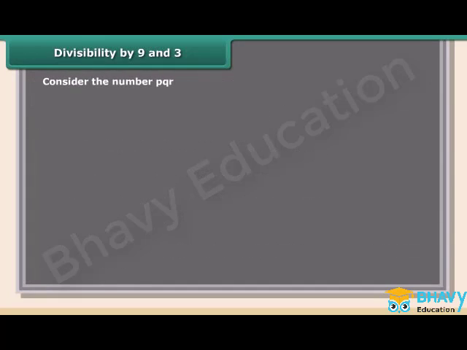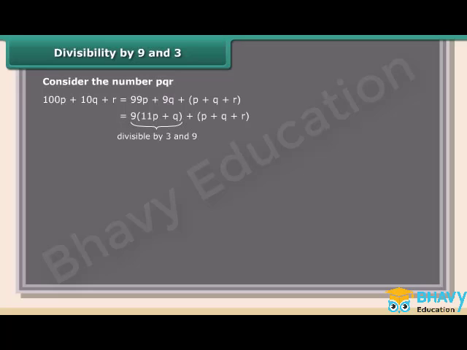Consider the number PQR. 100p plus 10q plus r is equal to 99p plus 9q plus p plus q plus r, which is equal to 9 into 11p plus q, divisible by 3 and 9, plus p plus q plus r. Divisibility by 9 or 3 is possible if p plus q plus r is divisible by 9 or 3.